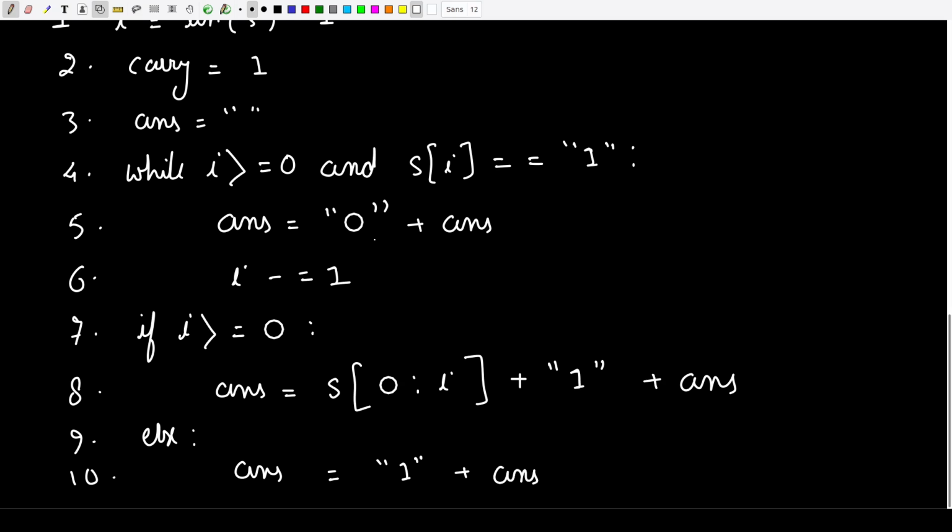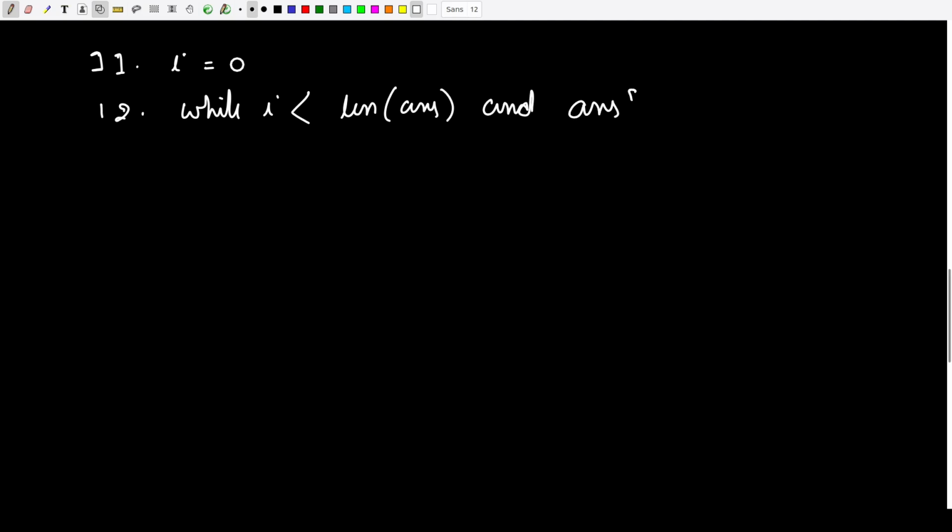Now let us discuss the second corner case, which is to trim down any zeros from the MSB. In order to do that, we are going to have a pointer i equal to 0 and iterate while i is less than the length of answer and answer[i] equals 0. So the MSBs which are zeros.